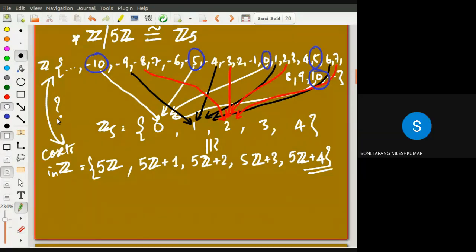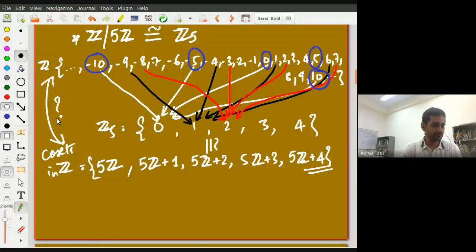Right? How about homomorphism? That comes from the fact that these partitions are derived from a normal subgroup.